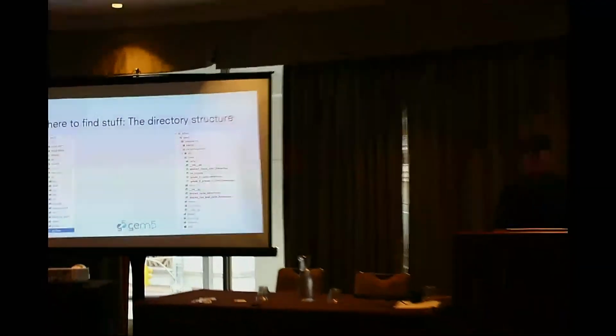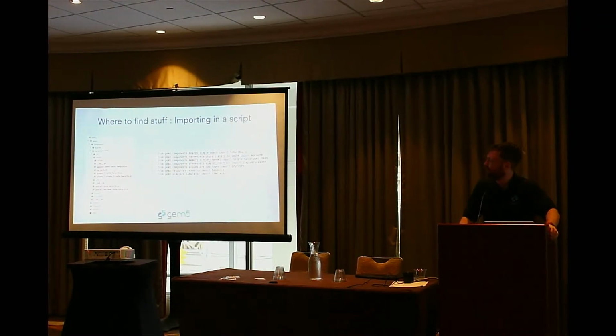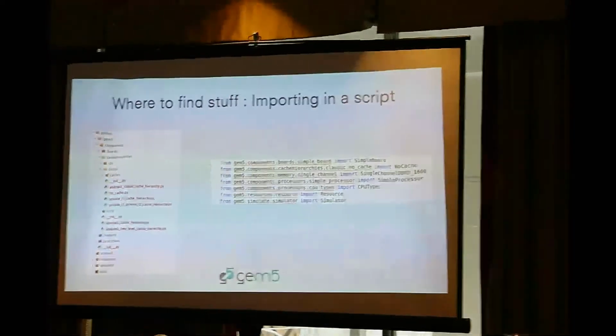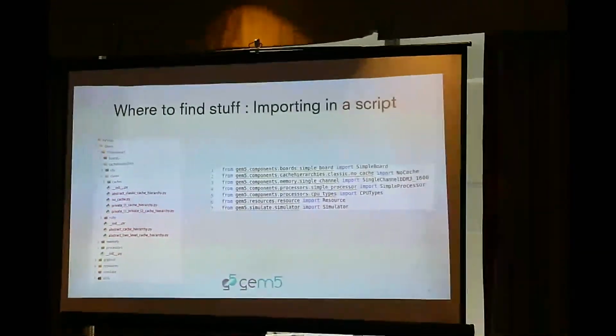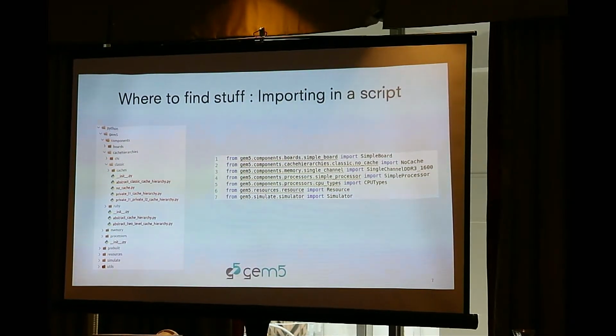That's where you find stuff, and you import stuff in the standard Python way, pretty much. So the key word here is from gem5. If you want to import a board, it's from gem5 components board, and then the board that you want to import. Don't worry, this will become clearer as we go into examples. I just want to go over how the directory structure works.